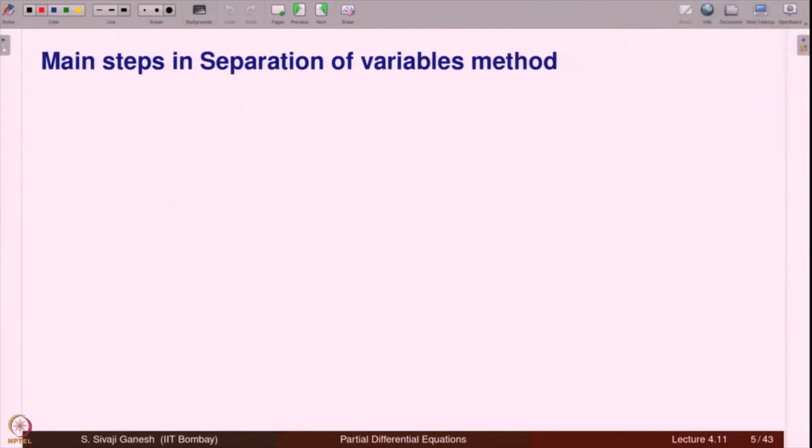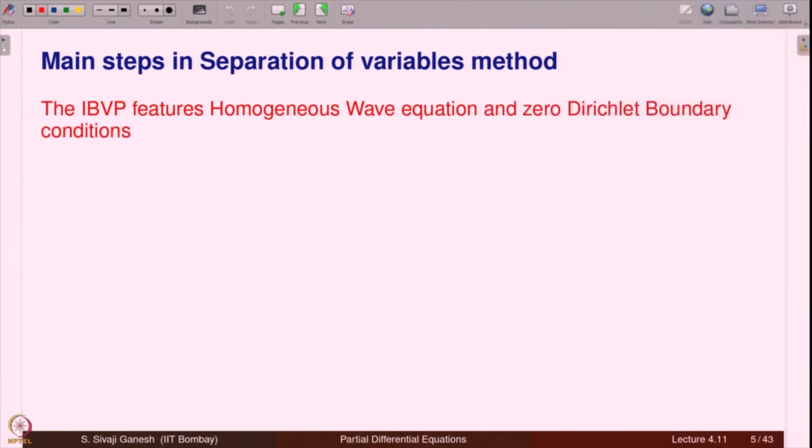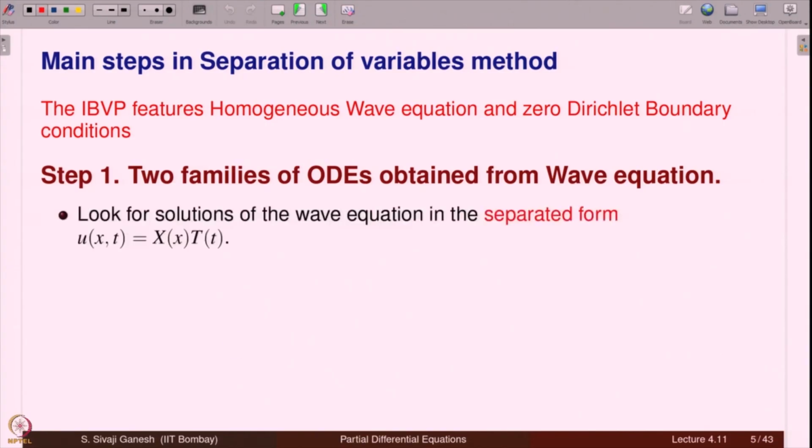So, what are the main steps involved in the separation of variables method? The IBVP features the homogeneous wave equation and 0 Dirichlet boundary conditions. This is to be kept in mind. Step 1 is we derive two families of ODEs from the wave equation. So, how do we get that?